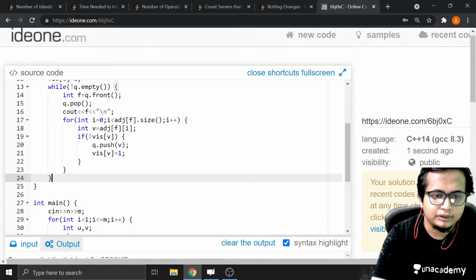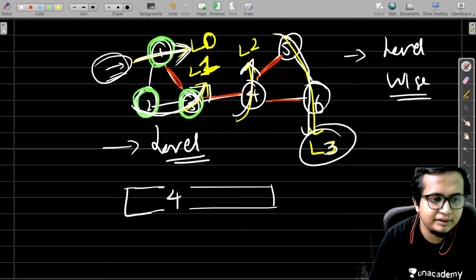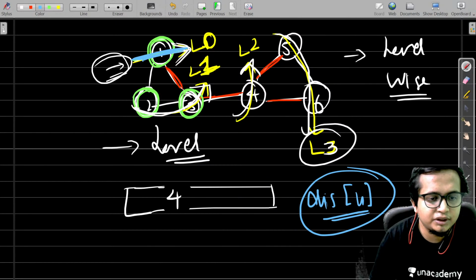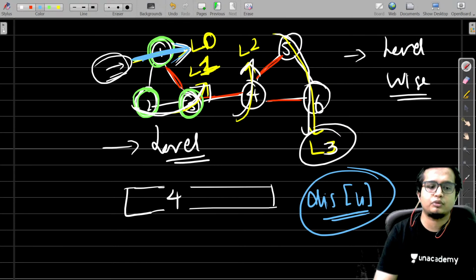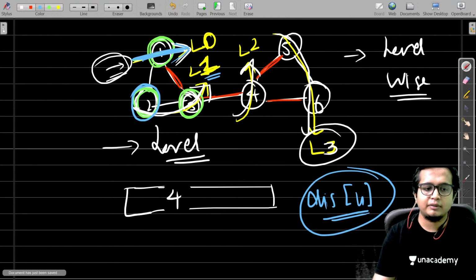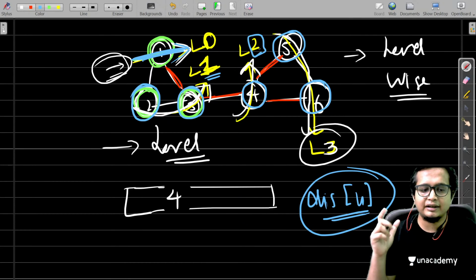Okay, so let us see one more thing from here. These levels are actually the distances from the source node. Okay, so these levels are actually the shortest distance from the source node. So the shortest distance from the source node, that is node 1, to 2 is actually 1. That is the level it is at. Similarly for 3 it is 1. Similarly for 4 it is 2. Okay, and 5 and 6 are at level 3, so for them it is 3.